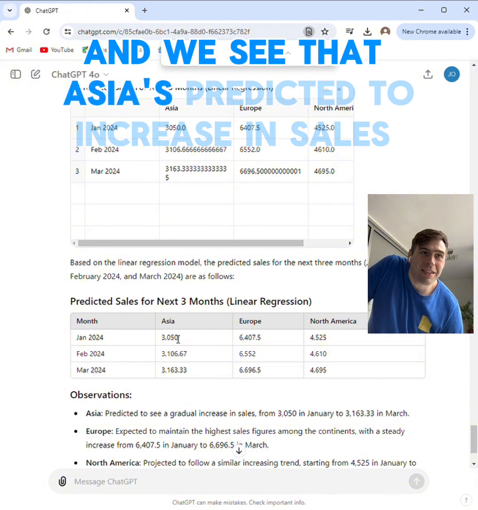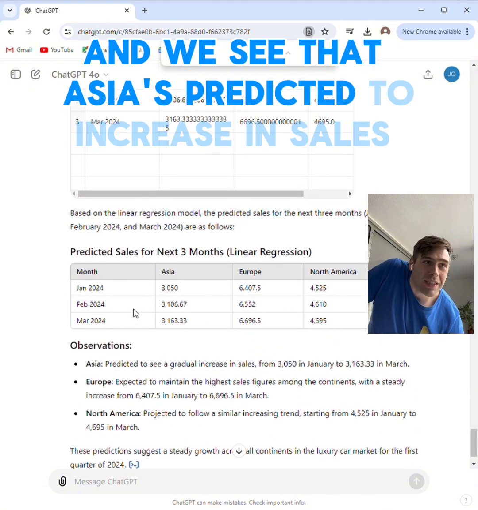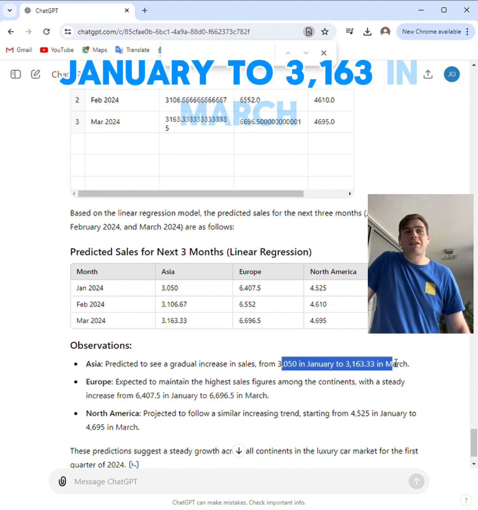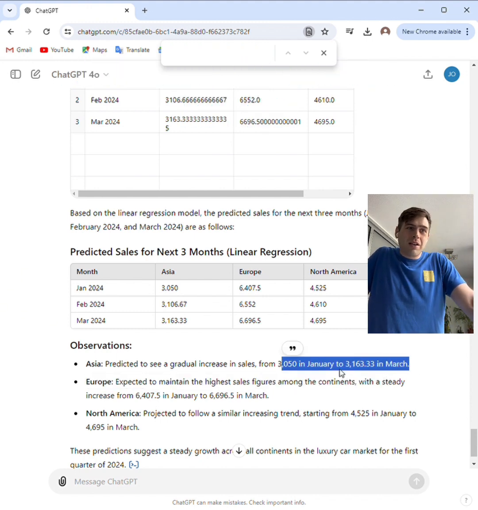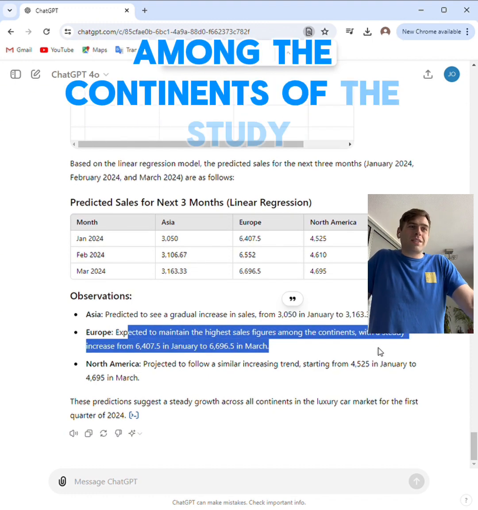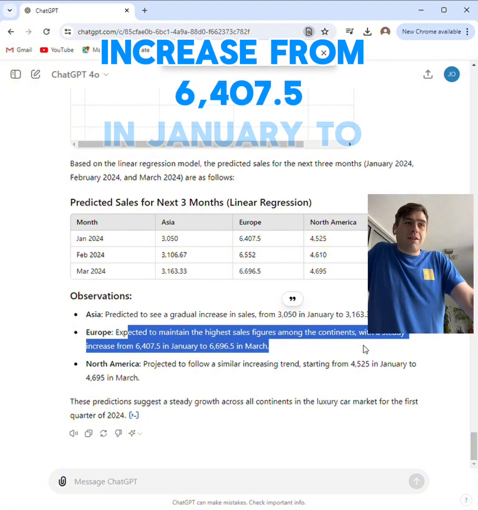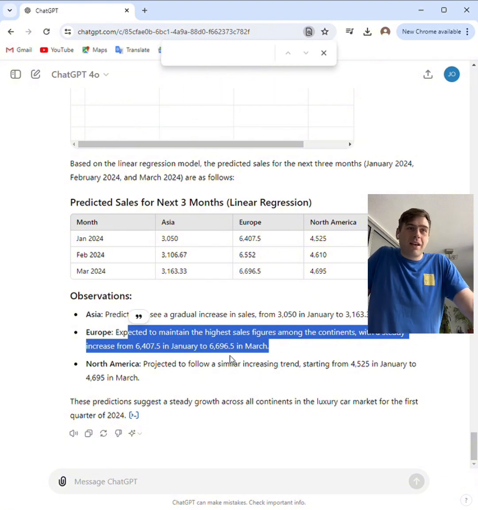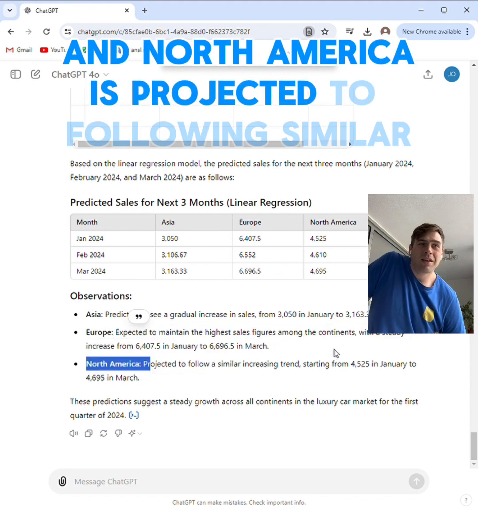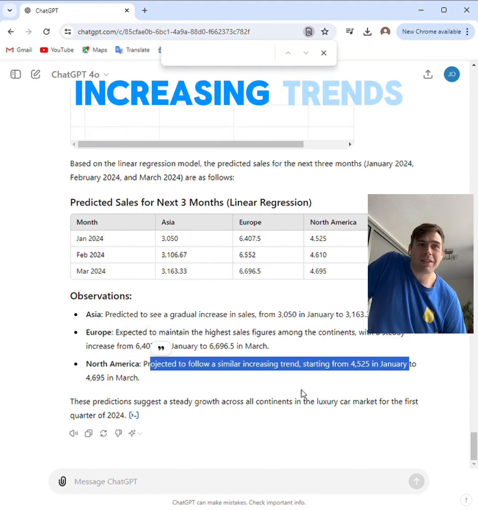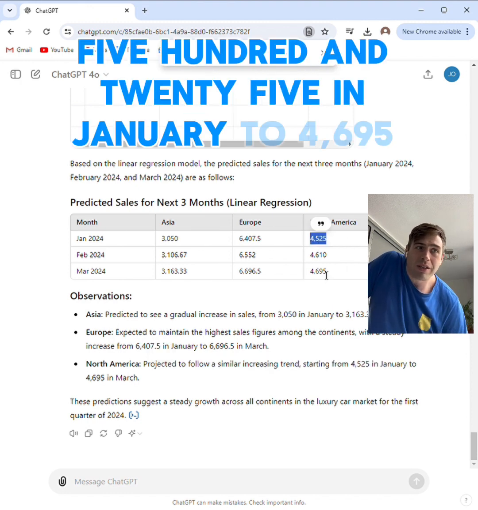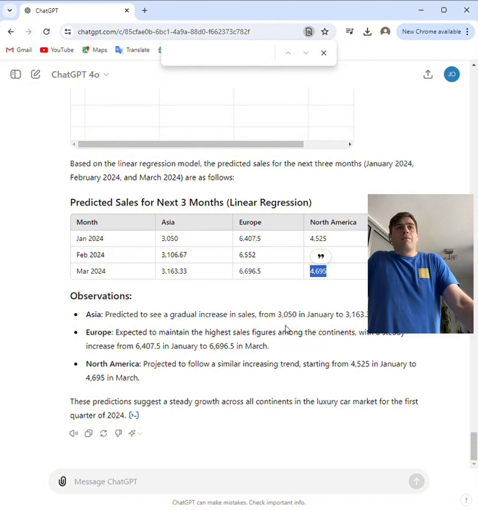And we see that Asia is predicted to increase in sales from 3,050 in January to 3,163 in March. Europe is expected to maintain the highest sales figure among the continents with a steady increase from 6,407.5 in January to 6,696.5 in March, and North America is projected to follow a similar increasing trend, starting from 4,525 in January to 4,695 in March.